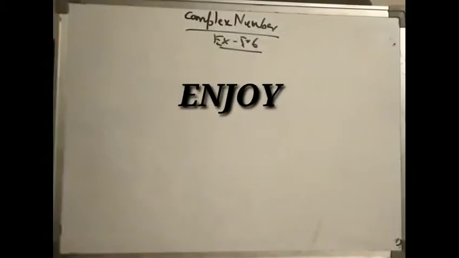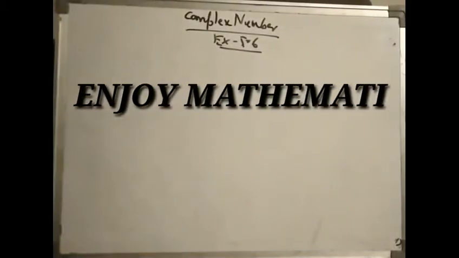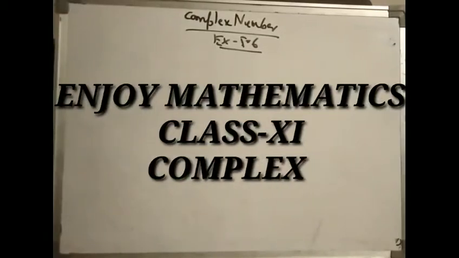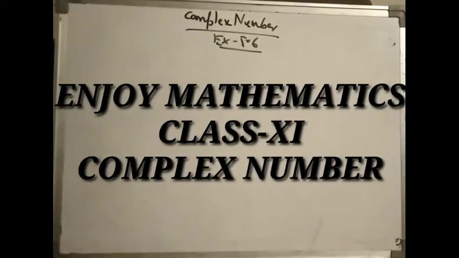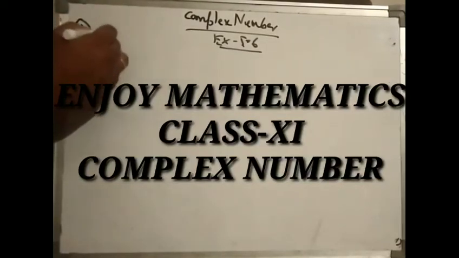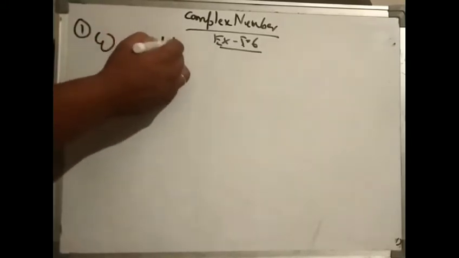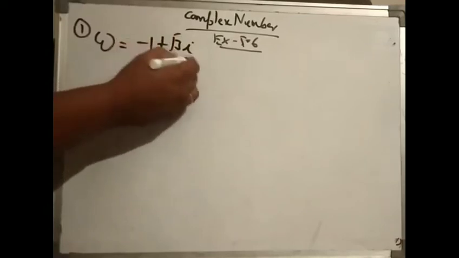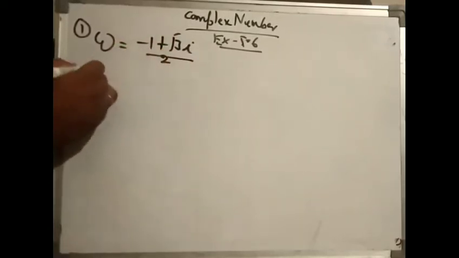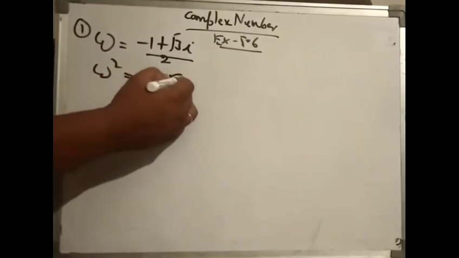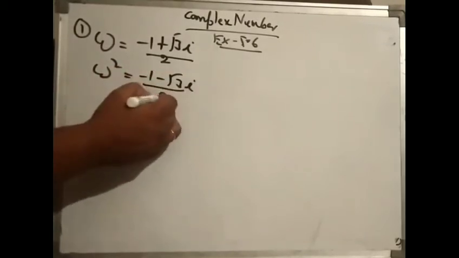Today we have complex numbers, exercise 5.6. In exercise 5.6 we have certain rules, certain terms we have to learn. The first term is the value of omega. Value of omega is what? Minus 1 plus root 3i upon 2. Omega square is what? The value of omega square is minus 1 minus root 3i upon 2.